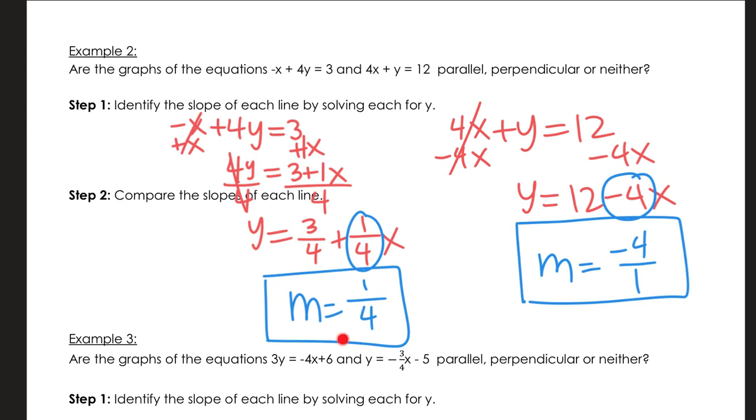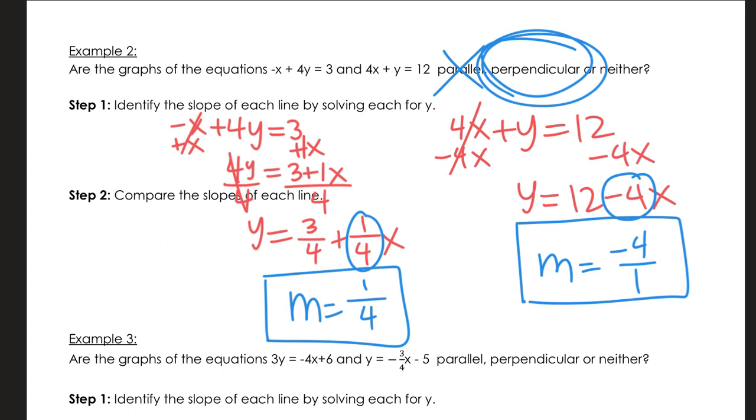So my slopes are not the same, so they're not parallel. Let's see if they are perpendicular. This one was a positive 1 over 4, and this one was a negative 4 over 1. So it went from positive to negative, and the slope flipped upside down. So it would be perpendicular. They are perpendicular lines to each other.